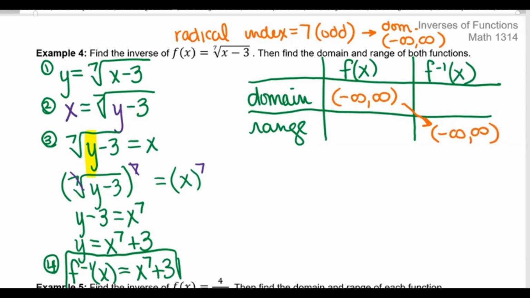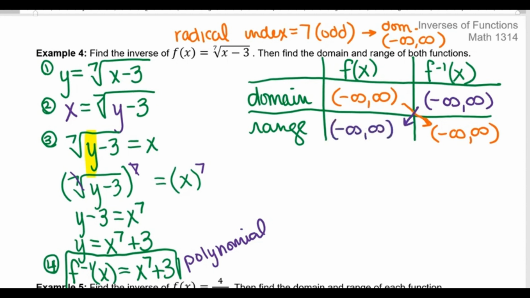And if we look at our inverse function, we have x to the 7th plus 3. This is one of our friends. This is a polynomial, which means its domain is negative infinity to positive infinity. And if we found the domain of the inverse, that means that we found the range of the original.